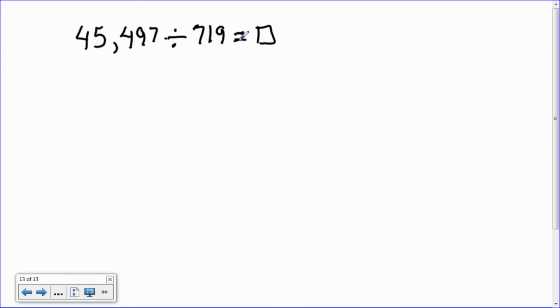So again, let's start out and see if I can save myself a little bit of room. My divisor is 719, and my dividend is a 5-digit number, 45,497. Just as we did before, we want to sneak up on the actual quotient of this original problem, where I have a 5-digit dividend and a 3-digit divisor. I want to sneak up on this problem by using numbers that I'm very comfortable with.